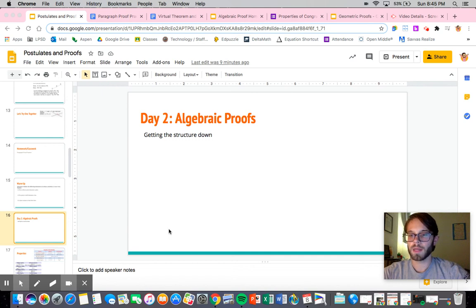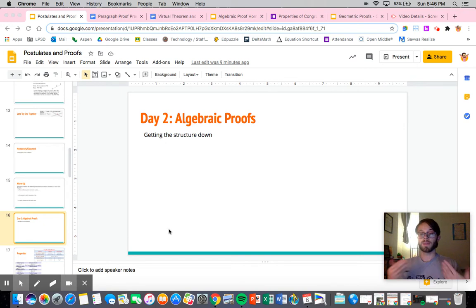Hi everyone, just wanted to take a moment to continue on with our discussion of proofs. Today what we're going to be looking at is algebraic proofs, which is kind of our next logical step, right? So we started with our paragraph proofs, which include a lot of the words that you're a little bit more familiar with and some of the writing conventions of English. And now, instead of using words, we are going to be using numerical operations.